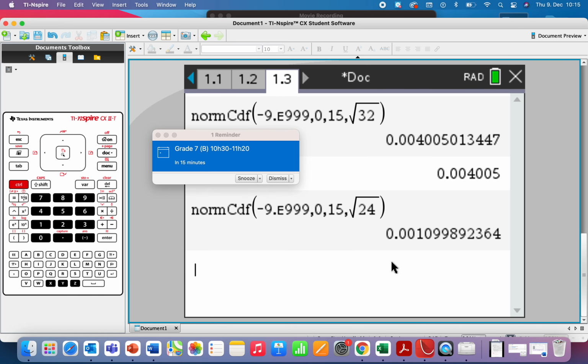So we've got 0.001 and it's 0.99, and my grade 7 class are coming in.